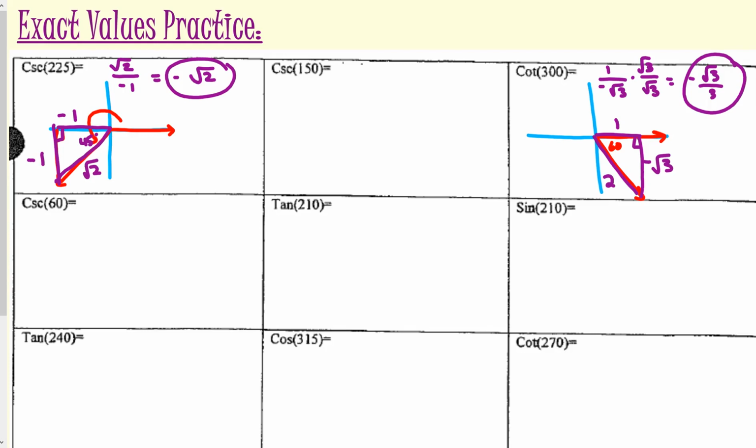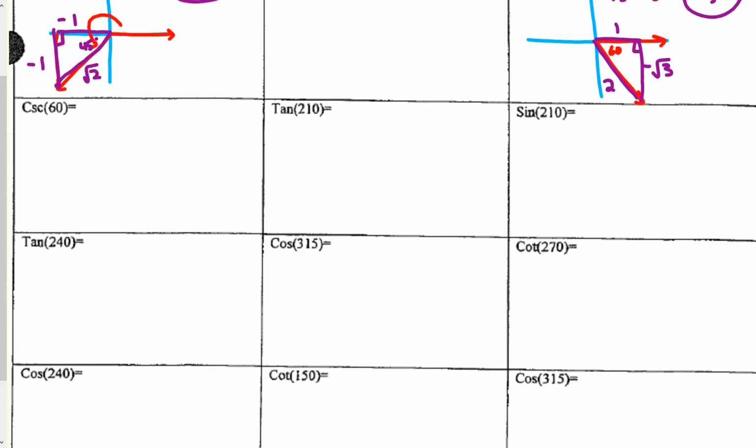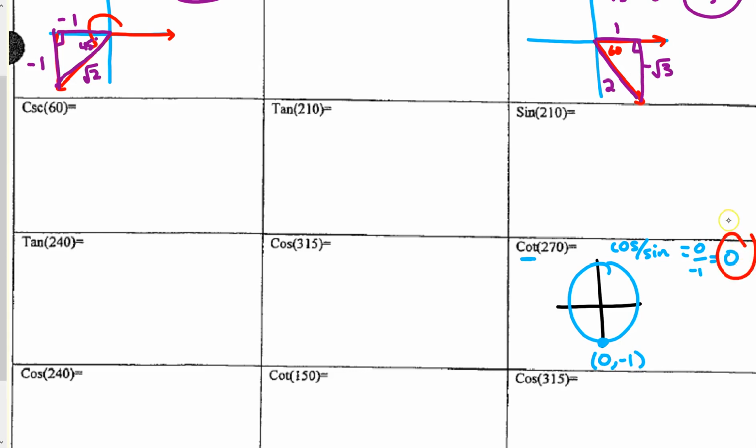Okay, so cotangent of 270 degrees. You don't even have to draw the circle. You can just imagine the circle, locate the point on the circle, think about its coordinates, 0, negative 1. Cotangent is cosine over sine. So the x-coordinate over the y-coordinate would be 0 over negative 1, and that's 0. Okay?